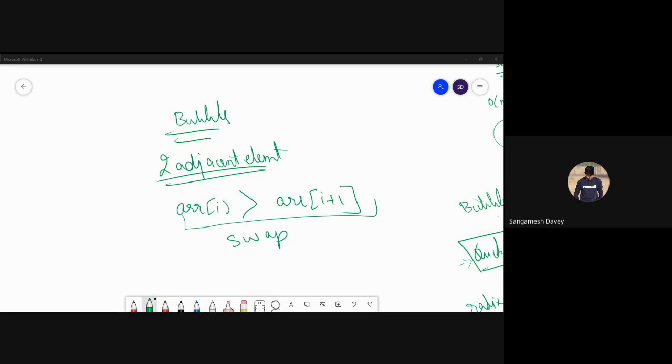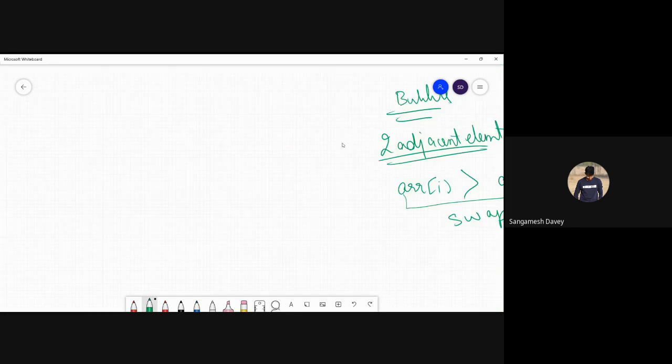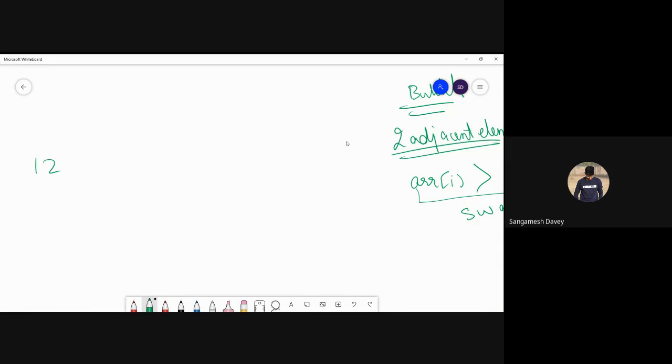I think I'll just go with an example, because even though we mostly have mugged up all the sorting techniques, we often don't trace them, right? So I will take one small tracing for bubble sort. Let's take the array to be 12, 45, 23, 51, 19, and 8. So what did I say? I will repeatedly swap two adjacent elements.